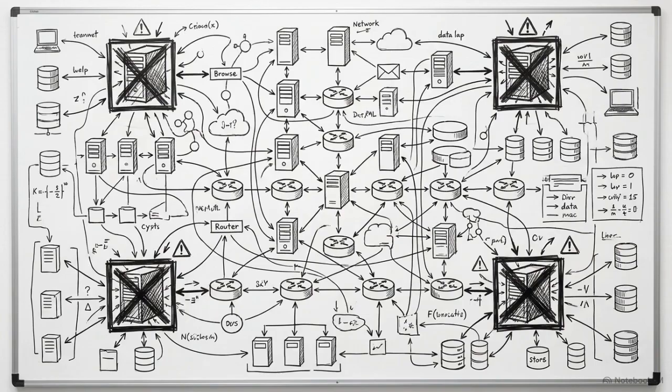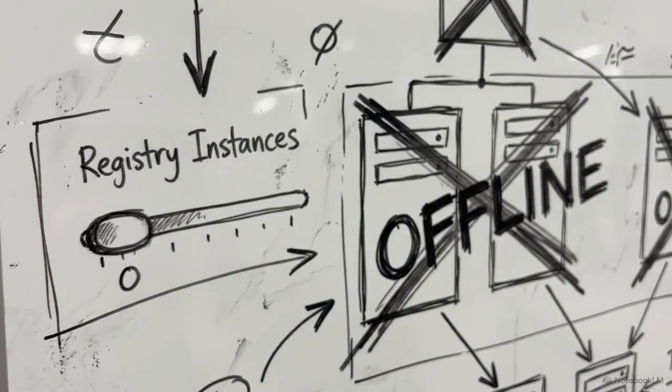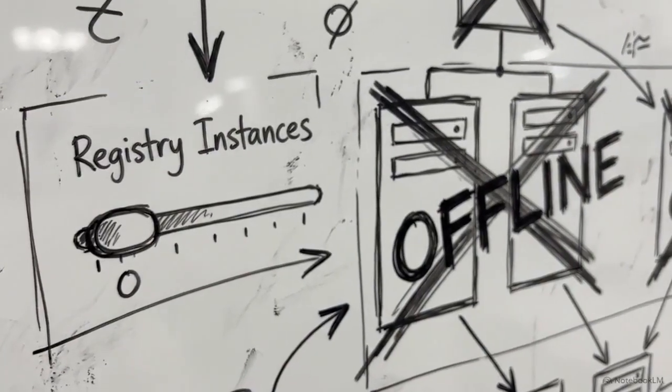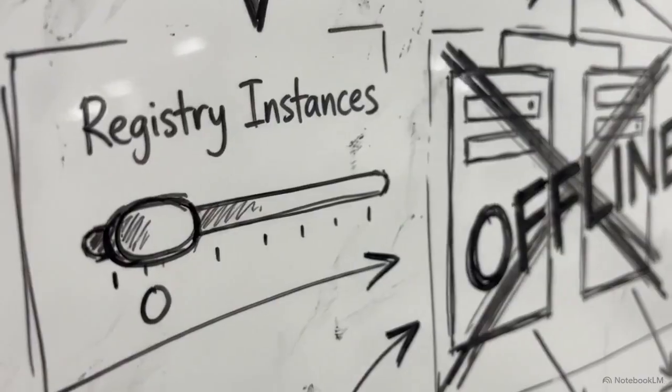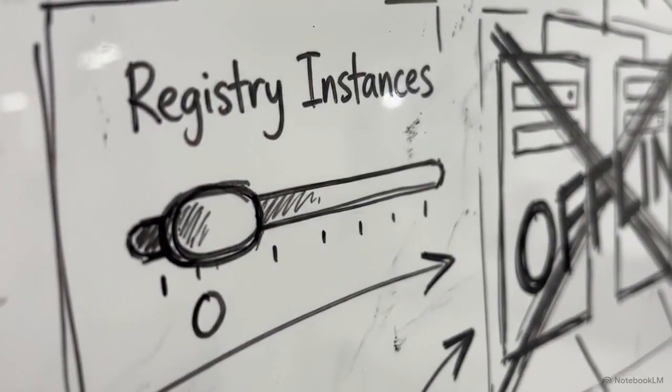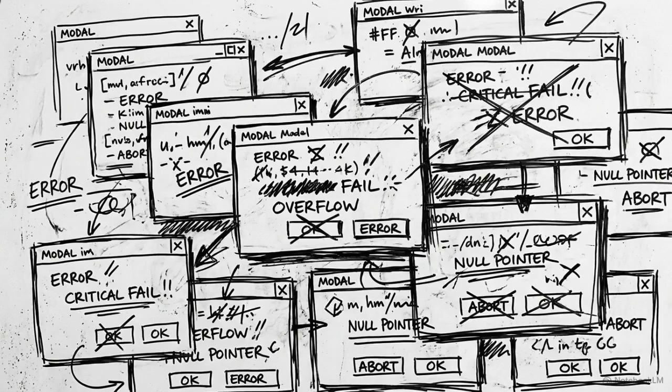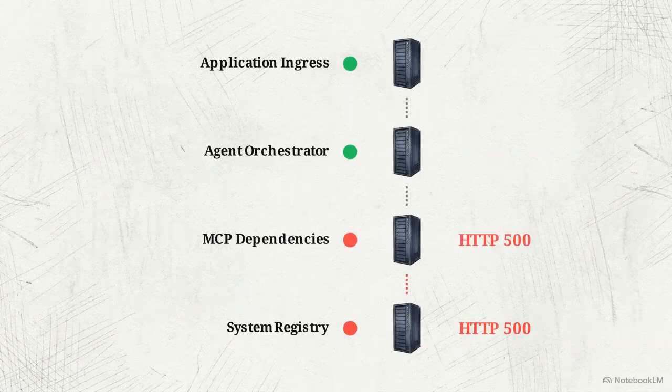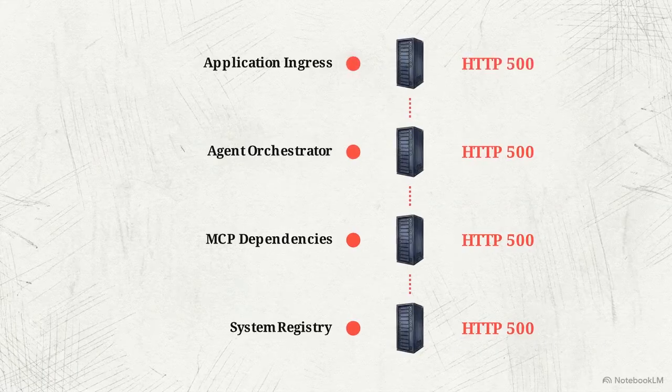The test parameters require hitting the system with 100 concurrent requests of mixed complexity, while deliberately taking critical infrastructure offline. In our first simulation, we artificially scale a core component, like the registry or MCP layer, down to 0 instances. In a standard multi-agent setup, this creates an unhandled exception loop, sending a cascading wave of HTTP 500 errors back up the chain until the application collapses.